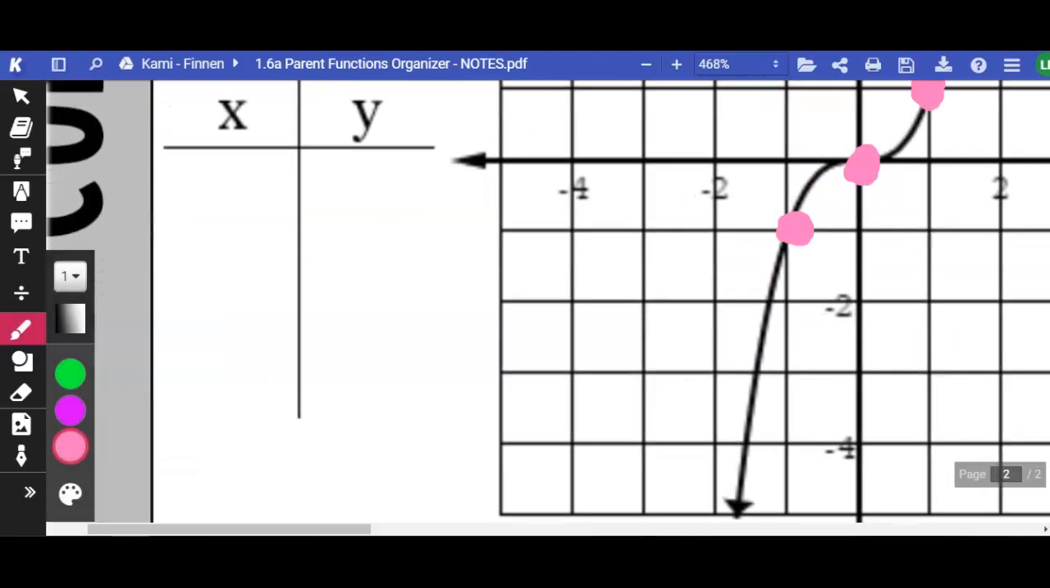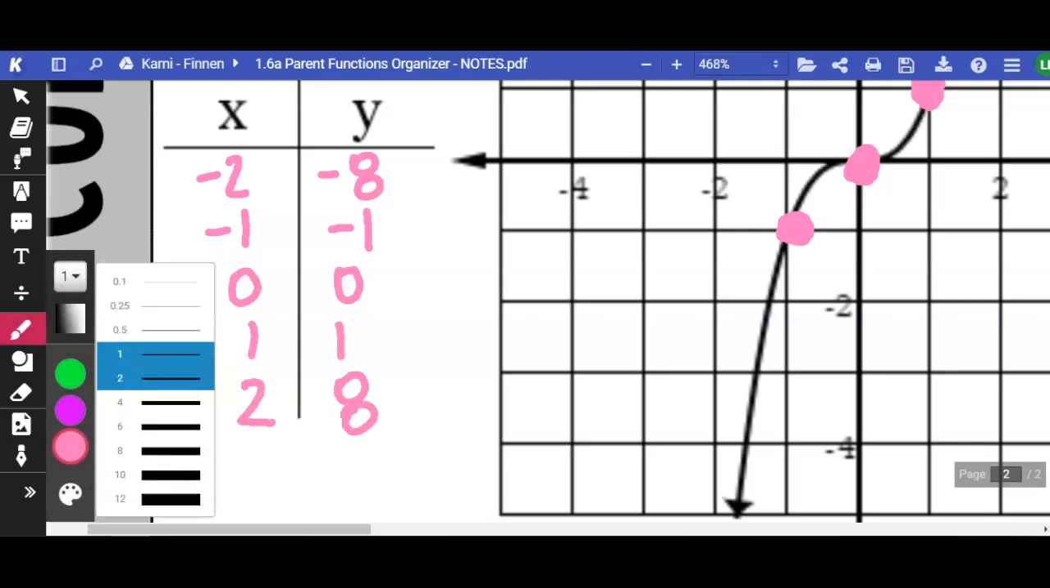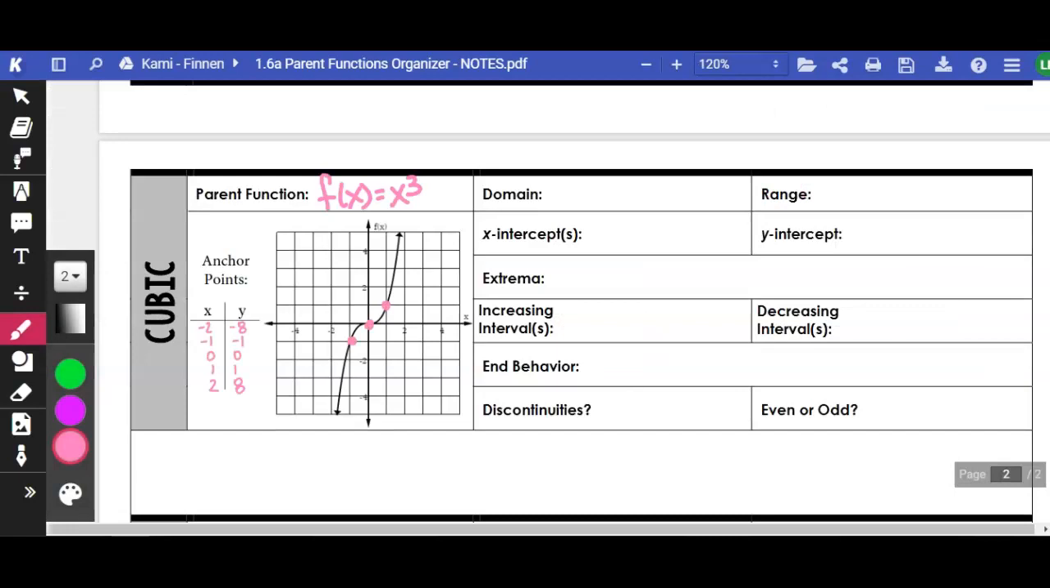Okay, so I need negative 2, negative 8, negative 1, negative 1, 0, 0, 1, 1, and 2, 8. Okay, so those are ones that you gotta know. Gotta know what goes along with this cubic here.